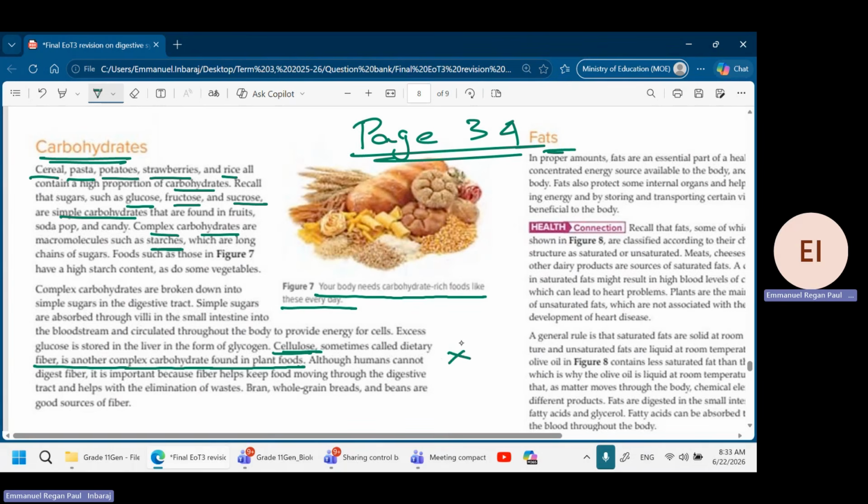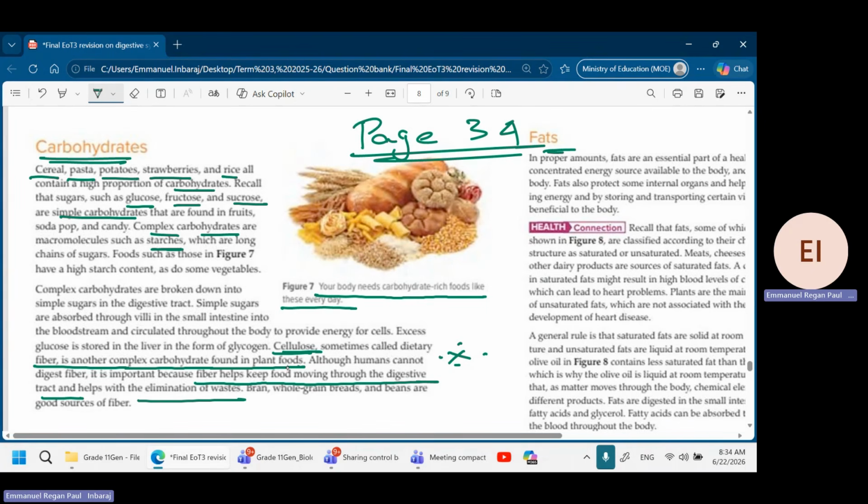This is going to be important. Keep this in mind. There are some types of complex starch which are called cellulose. They are also called fiber. Okay, what is the importance of fiber? Why is fiber useful? Fiber helps to keep the food moving through the digestive tract. It helps the food to move through the digestive tract and also helps with the elimination of wastes.